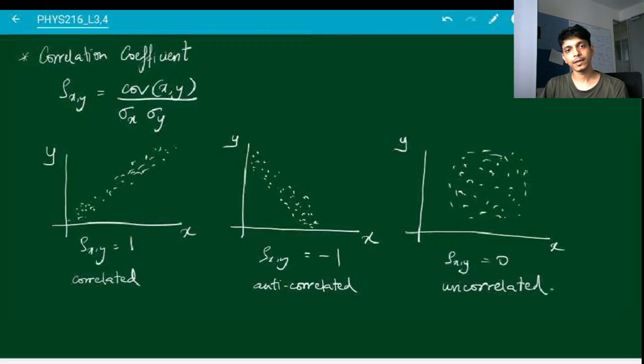So if you want to understand what kind of correlation exists between two variables, then that's when you can use this correlation coefficient.